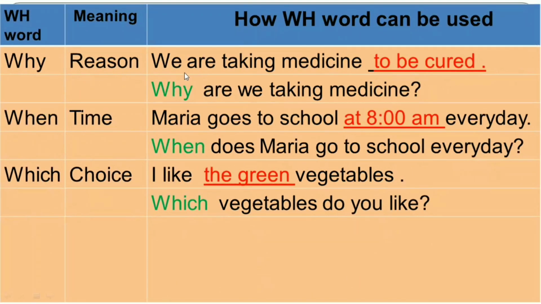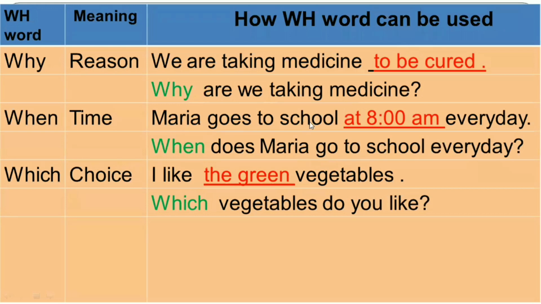Then next, we are taking medicine to be cured. So look at the underlined word. Yes, to be cured. It indicates a reason. So if the underlined word indicates a reason, then the WH word will be why. Right here, why. And find out, is there any auxiliary verb in the sentence? Yes, are. Here you can see are, auxiliary verb right here. Then the subject of the sentence, we. Then the main verb of the sentence and the next word. So right here, why are we taking medicine?